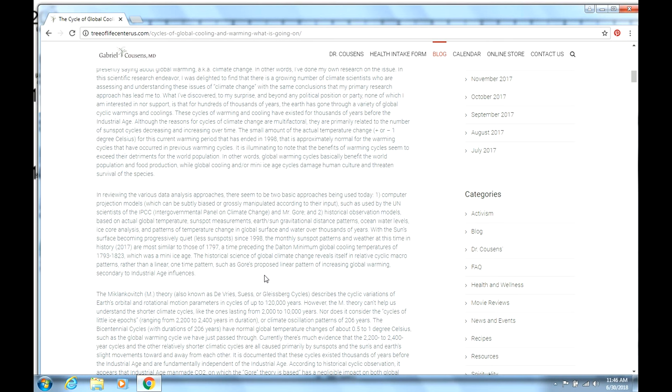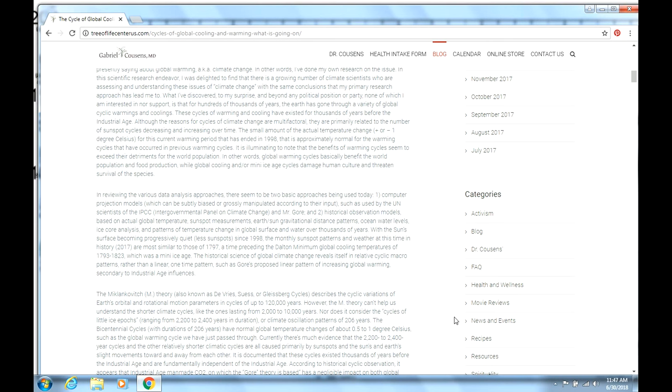The historical science of global climate change reveals itself in relative cyclic macro patterns rather than a linear one-time pattern, such as Gore's proposed linear pattern of increasing global warming, secondary to industrial age influences. The Milankovitch theory, also known as de Vries, Suess, or Gleisberg cycles, describes the cyclic variations of Earth's orbital and rotational motion parameters in cycles of up to 120,000 years. However, the M theory can't help us understand the shorter climate cycles, like the ones lasting from 2,000 to 10,000 years, nor does it consider the cycles of the Little Ice epochs, ranging from 2,200 to 2,400 years, or climate oscillation patterns of 206 years. The bicentennial cycles, with durations of 206 years, have normal global temperature changes of about 0.5 to 1 degree Celsius, such as the global warming cycle we have just passed through.